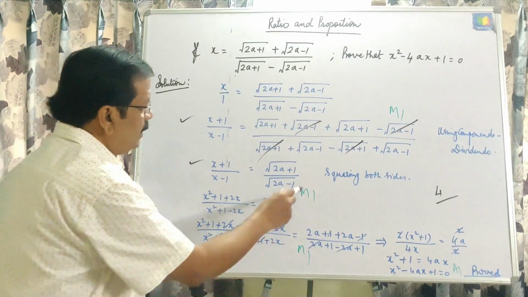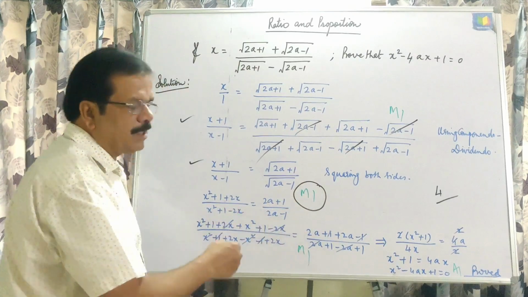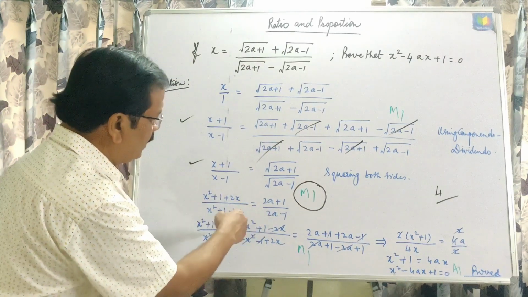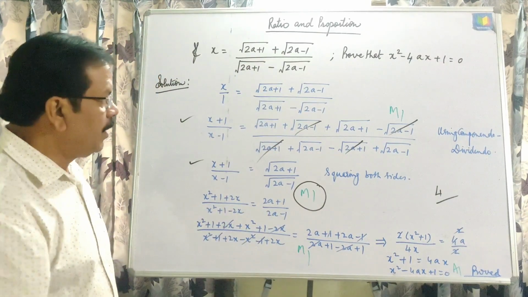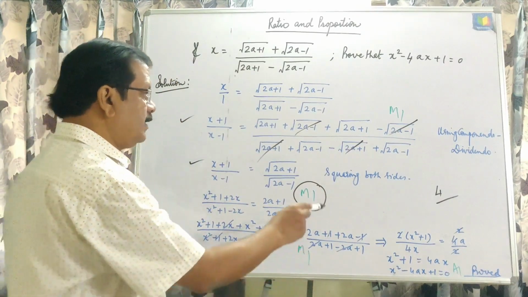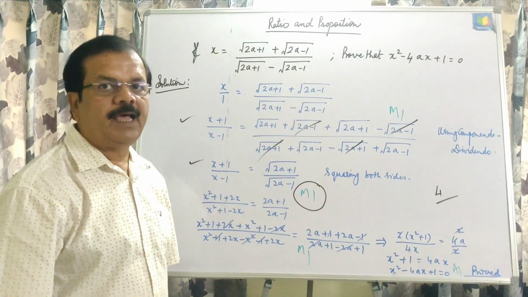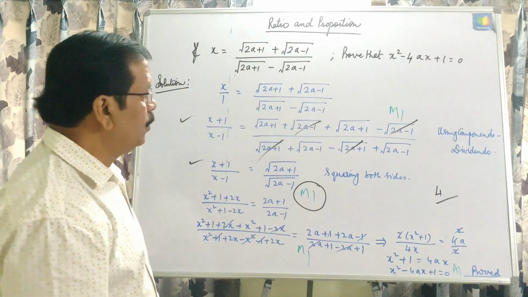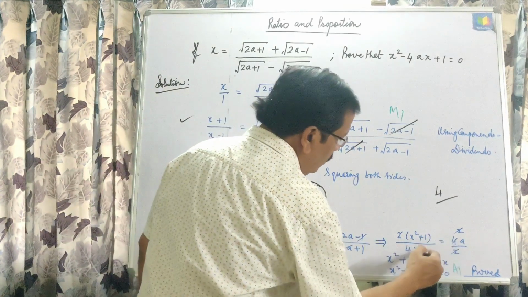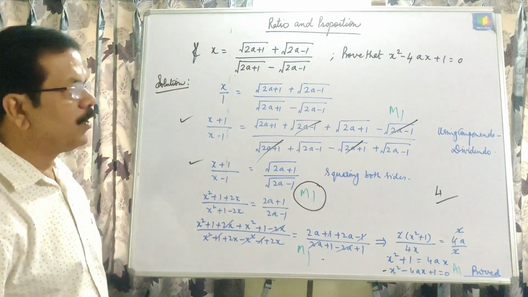Or you can do it without applying componendo dividendo in the next step, by squaring and then cross multiplying simply, as you did in lower classes. That is also correct, but componendo dividendo should be applied at least one time. This way the examiner will think that you know the concept and the meaning of componendo dividendo. Then after applying, we get this value, and then cross multiplying, x square minus 4ax plus 1. This is what we have to prove.